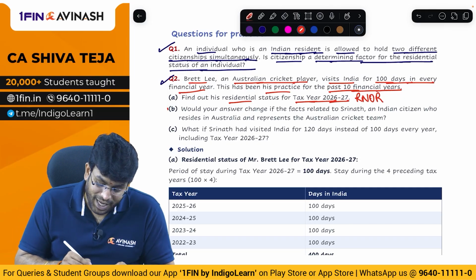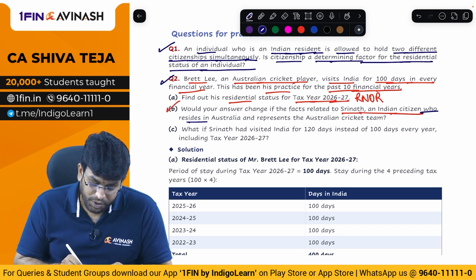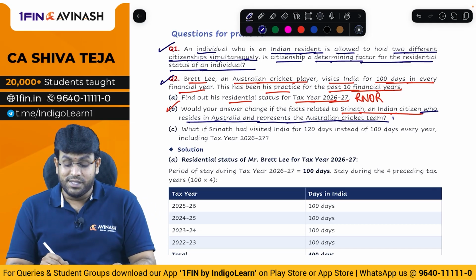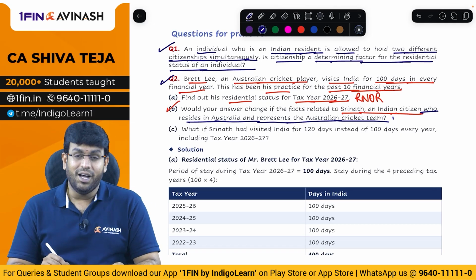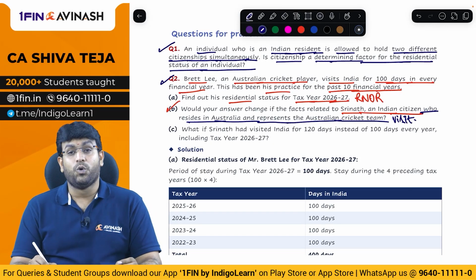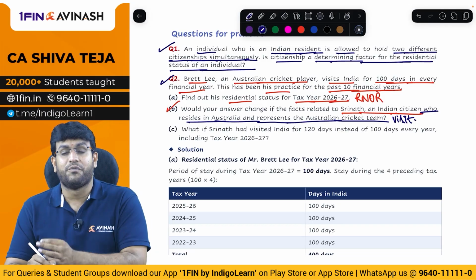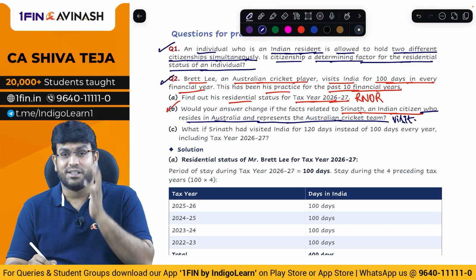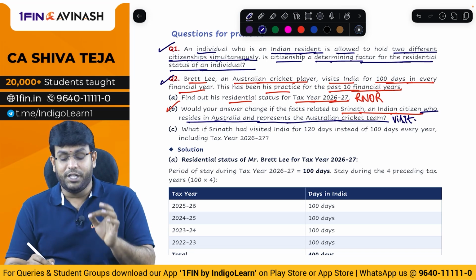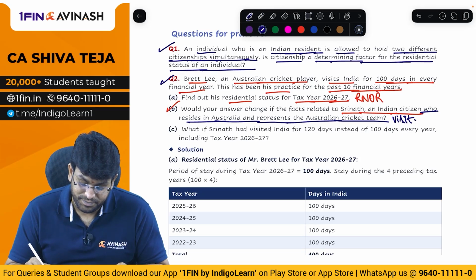Next point. Would your answer change if the facts relate to Srinath, an Indian citizen who resides in Australia and represents Australian cricket team? That means what? He is an Indian citizen who is coming to India for a visit during the tax year. I already told you, my dear friends, unless question specifies, don't assume he is an Indian citizen. Here question has specifically given that he is an Indian citizen, he is coming to India for a visit during the tax year. Then what will happen? We will apply only first basic condition.